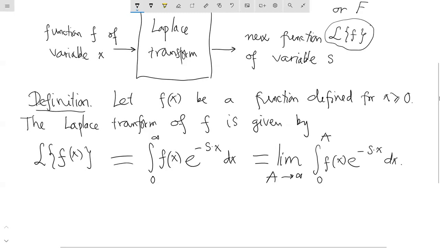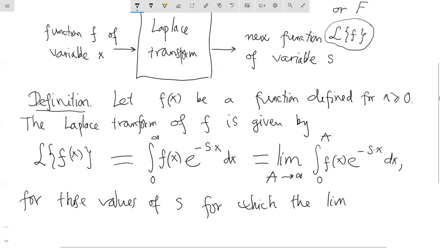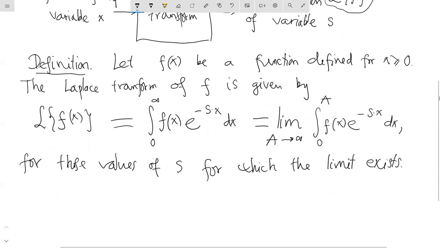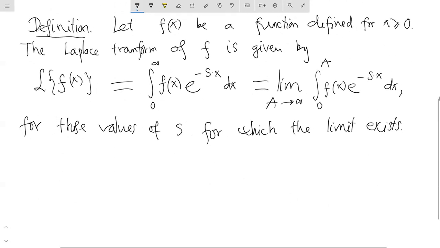However, in general, the integral here, or the limit here, may not exist for all s. It's only true for those values of s for which the limit exists. So we will see examples which use the definition later.